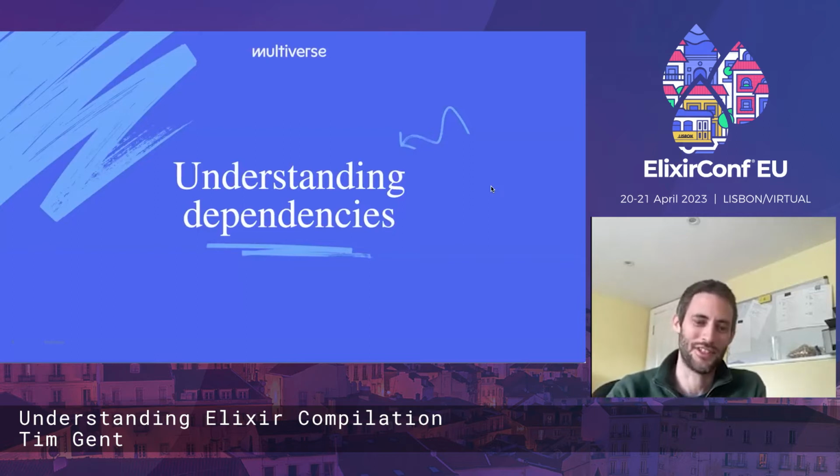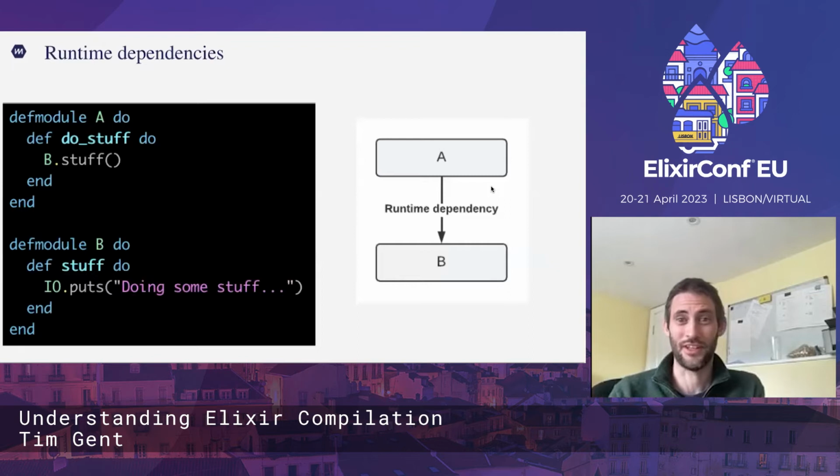So the next thing to understand is dependencies. We'll start off nice and simple with runtime dependencies. A runtime dependency is when you have something like this. Here we've got module A and it calls a function in module B. So we'd say that module A has a runtime dependency on module B. Nice, simple graph. So hopefully you're still with me.